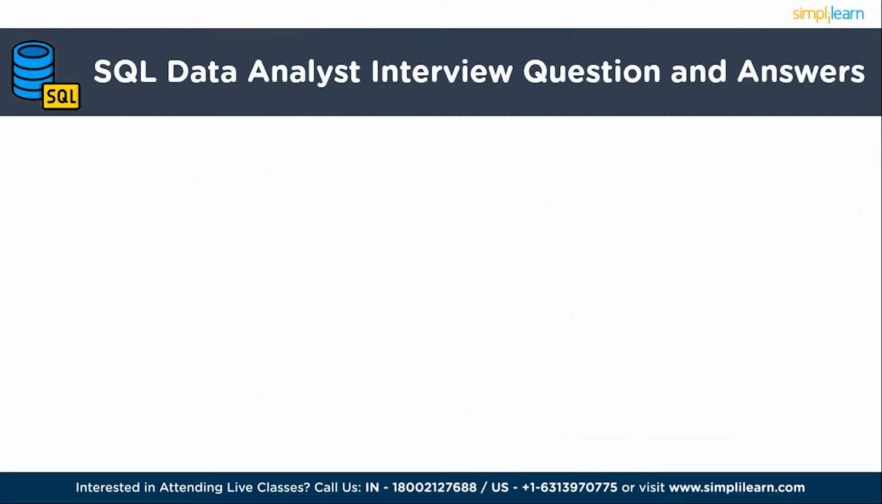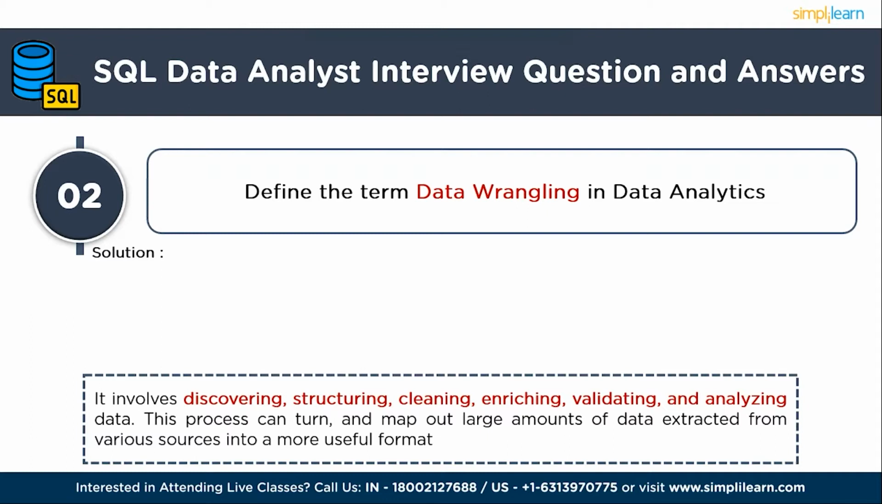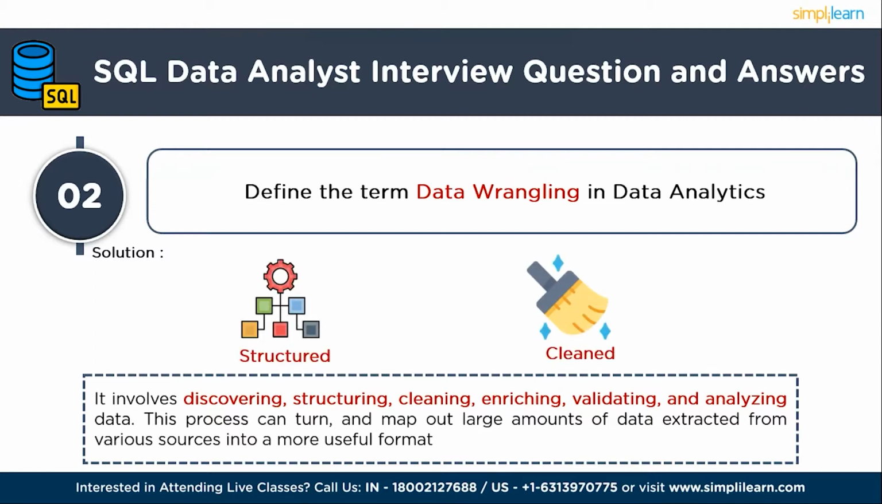Moving on to the next question: define the term data wrangling in data analytics. Data wrangling is the process wherein raw data is cleaned, structured and enriched into a desired usable format for better decision making. It involves discovering, structuring, cleaning, enriching, validating and analyzing data. The process can turn and map out large amounts of data extracted from various sources into a more useful format. Techniques such as merging, grouping, concatenating, joining and sorting are used to analyze the data. Thereafter, it gets ready to be used with another dataset. So this was about data wrangling in data analytics.